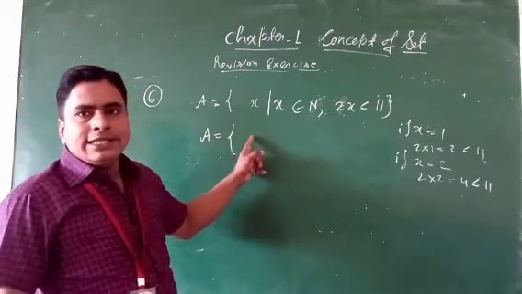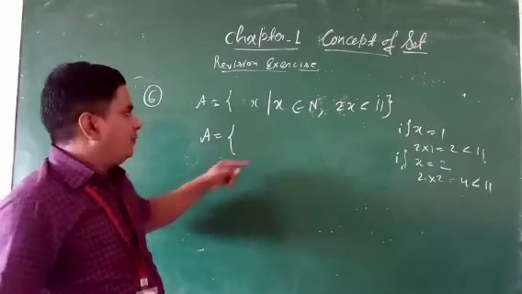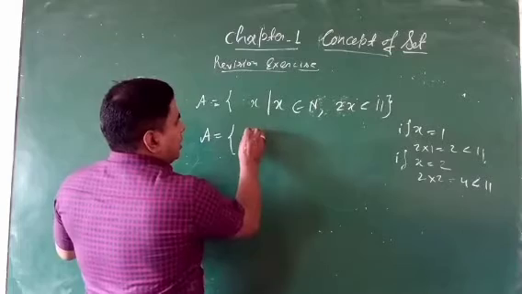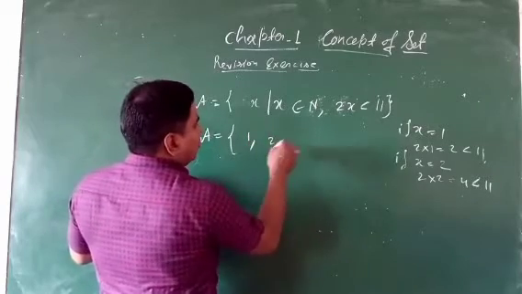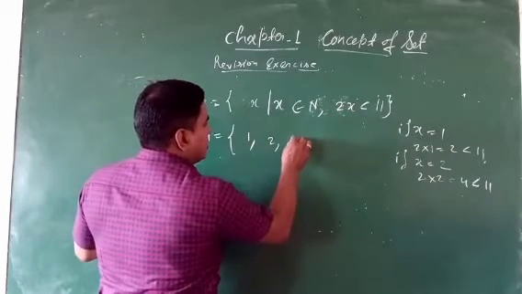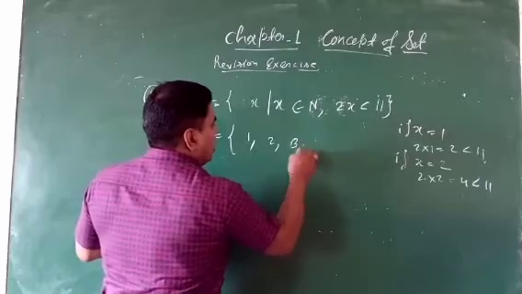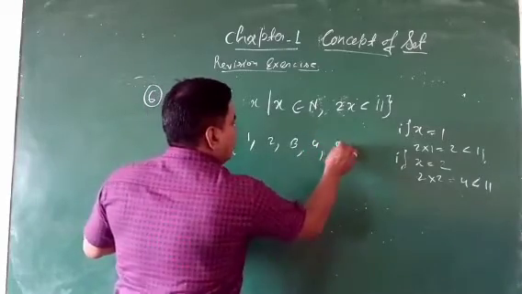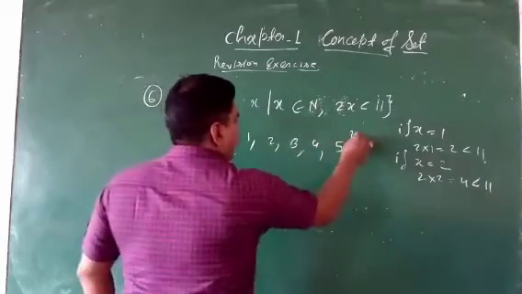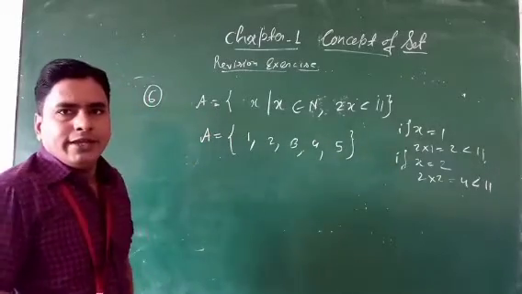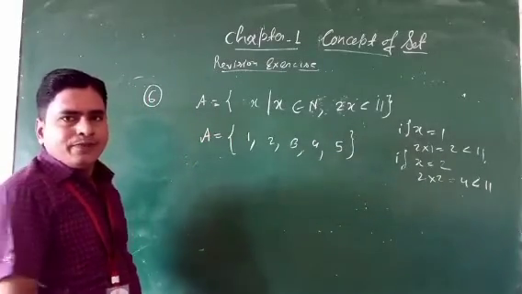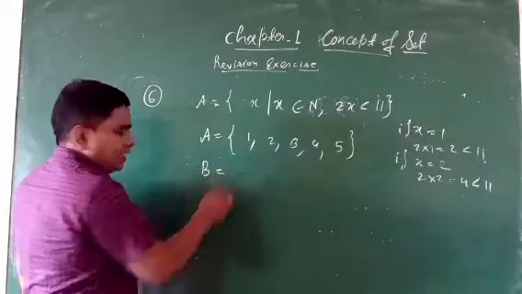Okay, so we will write this in roster form. How many elements are there? 1, 2, 3; 2 3s are 6, 4 2s are 8, 5 2s are 10. This much elements in set A. Clear? Okay. Now, next set B is given.